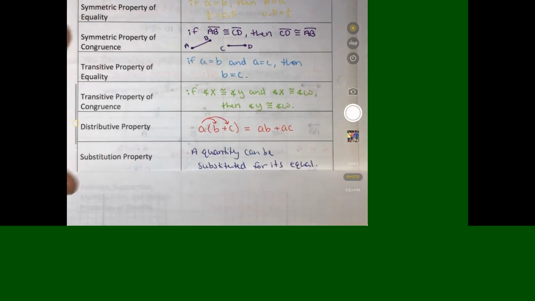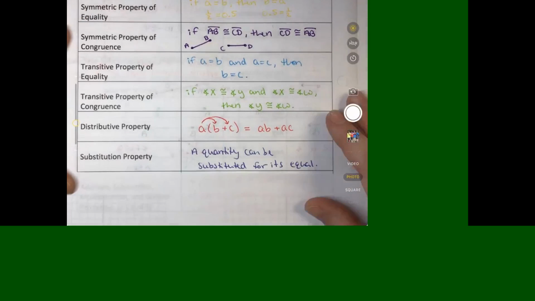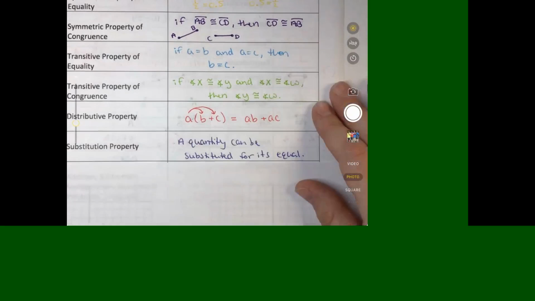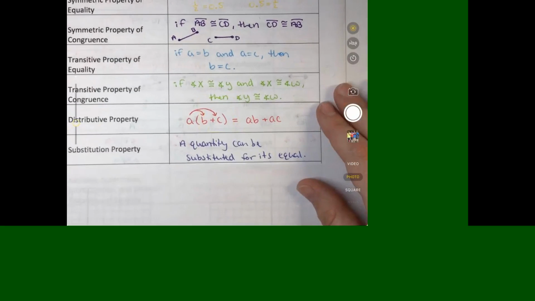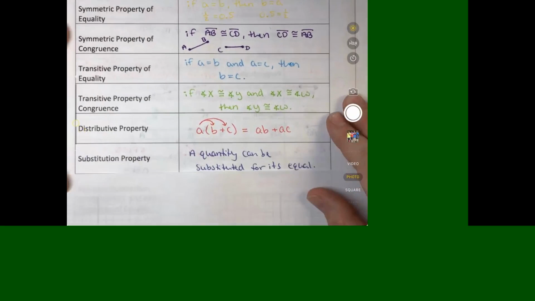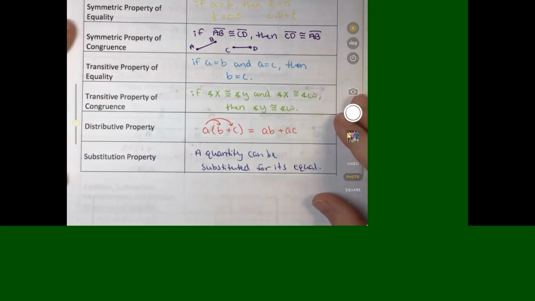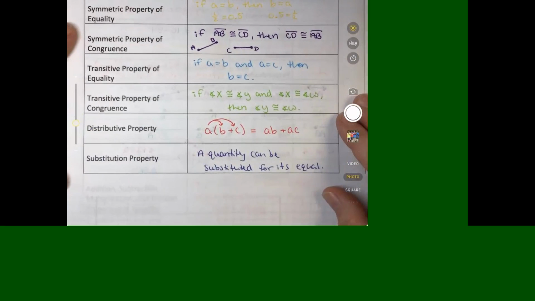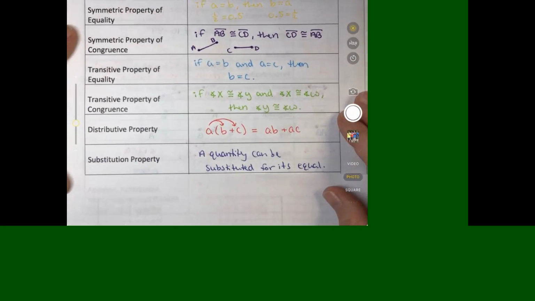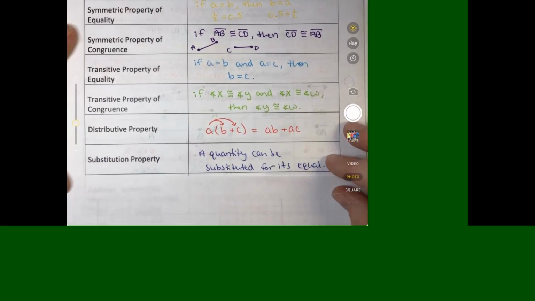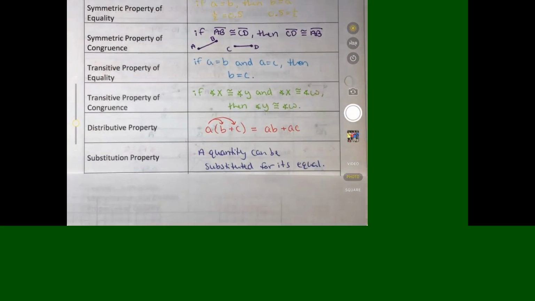Same thing with substitution. A quantity can be substituted for its equal. So if I say I don't have any dollars with me right now, but I know I owe you $3, can I substitute the dollars for quarters? I've got quarters with me. I don't know why I would have quarters, but anyway, that's the idea here. So to substitute something that is its equal. So $3 worth of quarters is the same as $3 bills.